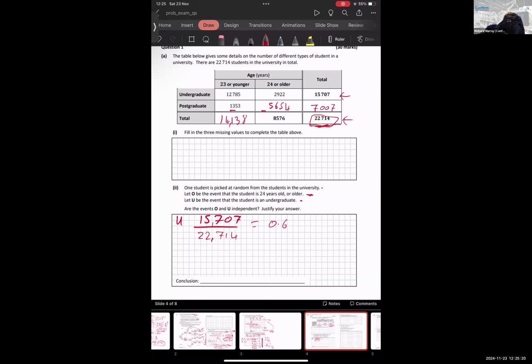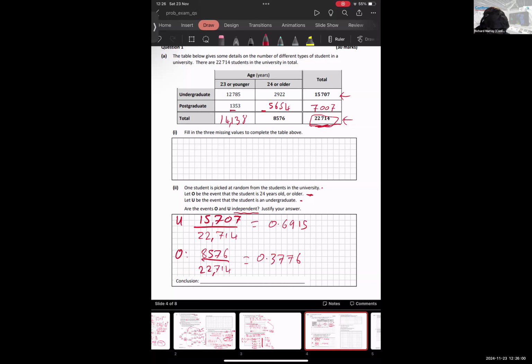Is equal to 0.6915. The probability of a student being older than 24 is all the students over 24, which is 8576, divided by the total number of students, which is 22714. Which is equal to 0.3776. Now, we are being asked if these two events are independent.